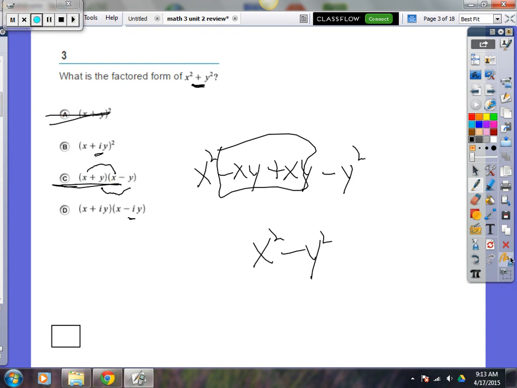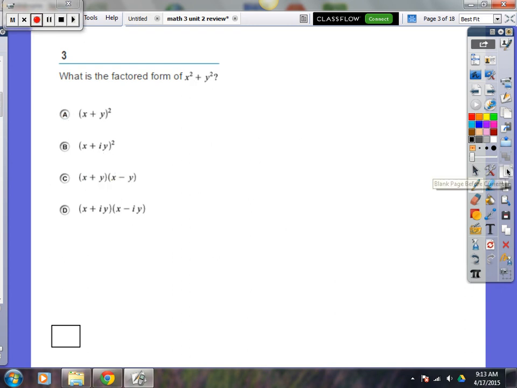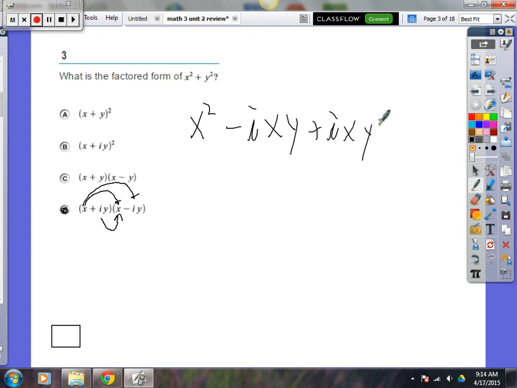Now b and d both have imaginary parts, and I think we're going to go with d. Let's look at d. Let's work d through. X times x is going to give you x squared. X times a minus imaginary y is going to be a minus imaginary xy. And the imaginary y times x is going to be plus imaginary xy. And then the imaginary y times a minus imaginary y is going to be a minus y squared.